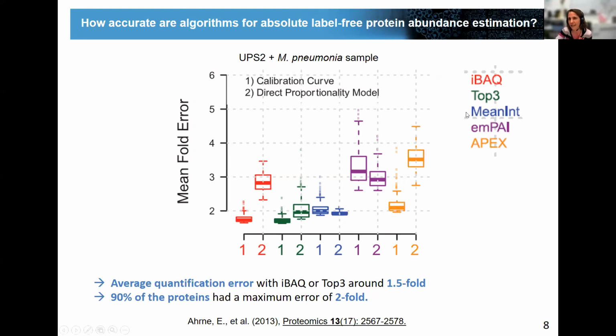They tested these different algorithms, and what they found is that the absolute concentration you determine with these algorithms is in the range of 1.5-fold wrong compared to the correct one. So the average fold error was 1.5-fold, and 90% of the proteins had an error smaller than 2-fold. So is that good? Is that bad? This is the type of range you can achieve using these absolute label-free quantification methods.